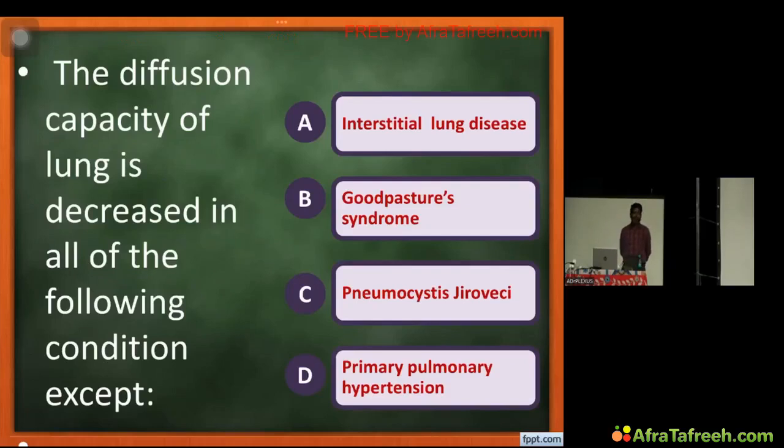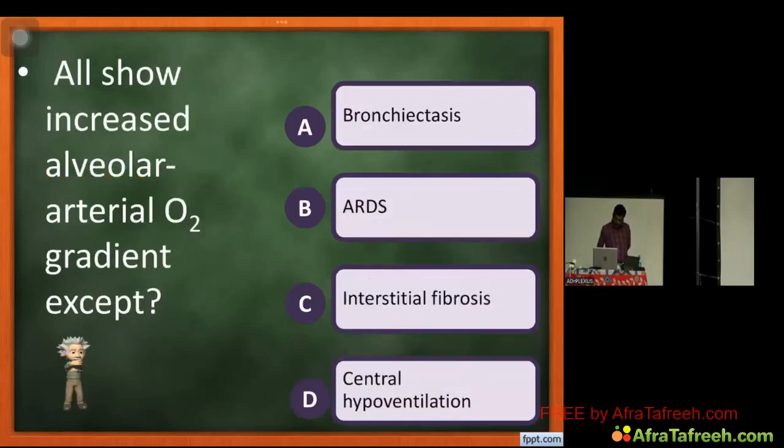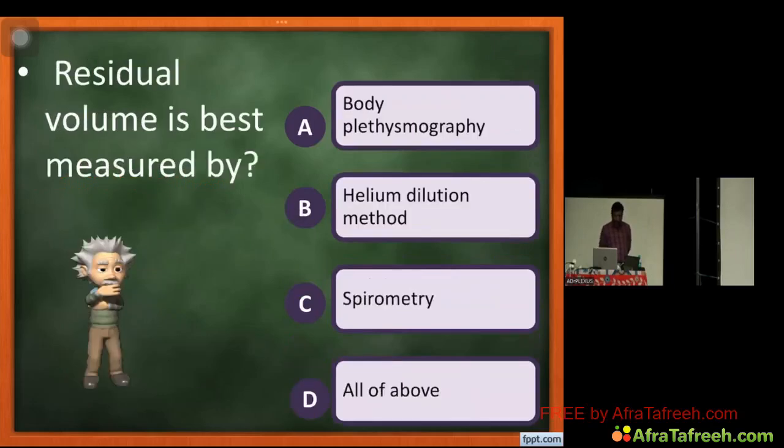Goodpasture syndrome. Goodpasture syndrome is also called pulmonary alveolar hemorrhage syndrome, right? So the answer is Goodpasture syndrome. It should be timed. Which measurement is preferred? Timed. So it is timed vital capacity. Residual volume is best measured by body plethysmography.